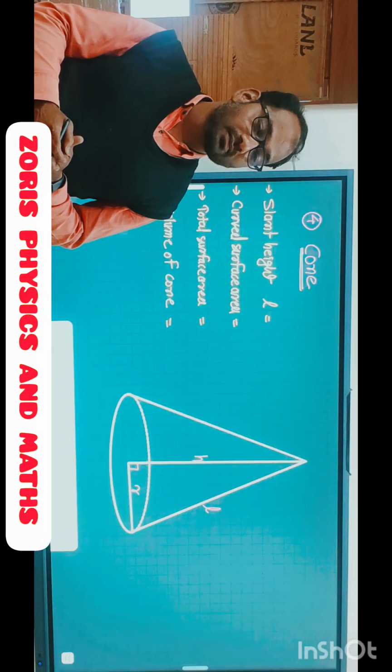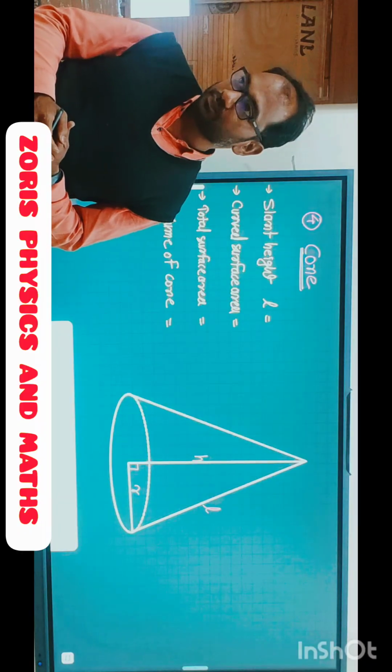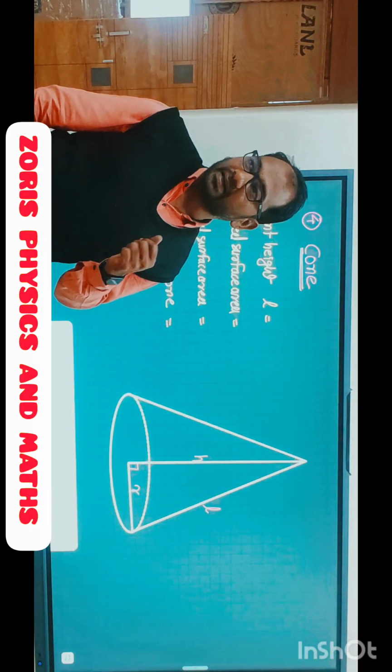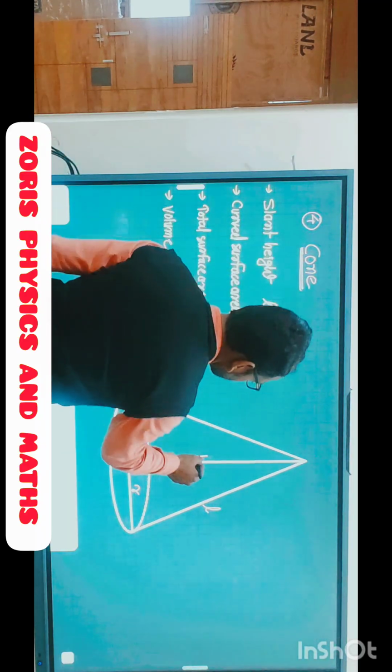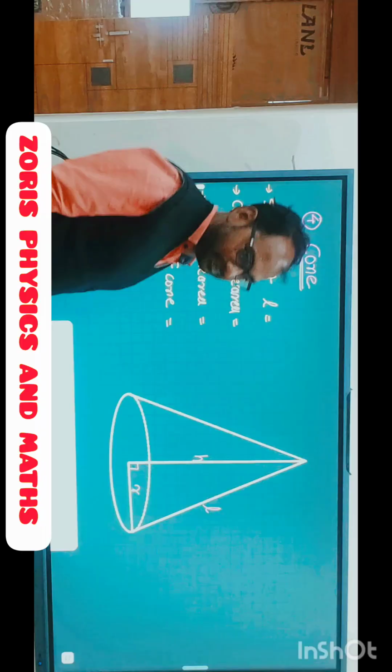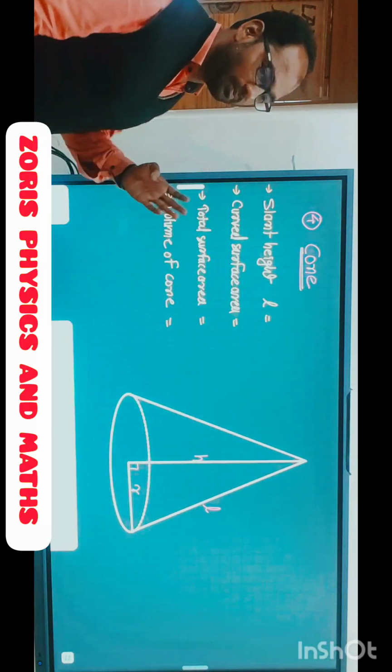Now we are doing the formulas related to cone. See here, this is cone. In a cone, there are three lengths we have to remember. First is the axial height here. This is radius, and this is what? Slant height. So we have four important formulae to do.